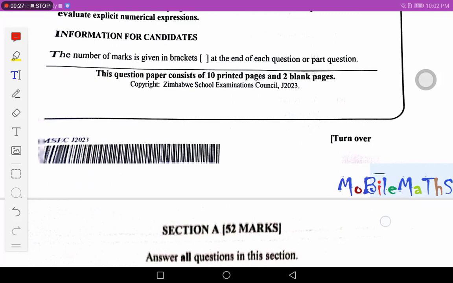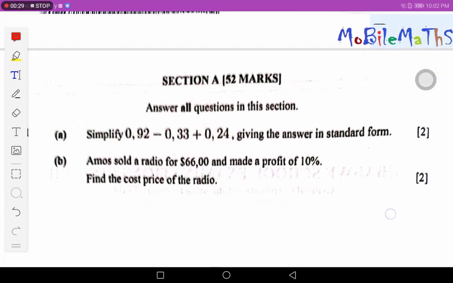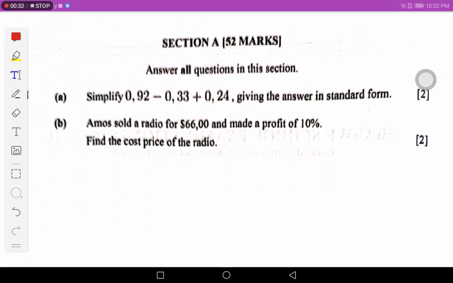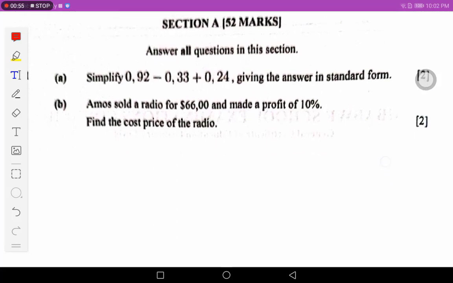Okay, let's go through the paper together. I'm going to start with section A, which has about 52 marks. And I think if you follow one or two of my examples or how I'll be working, I'm guaranteed you will get yourself a B or an A. Okay, so this paper we are going to be using calculators, or else I'll also help you to even work it out without a calculator.